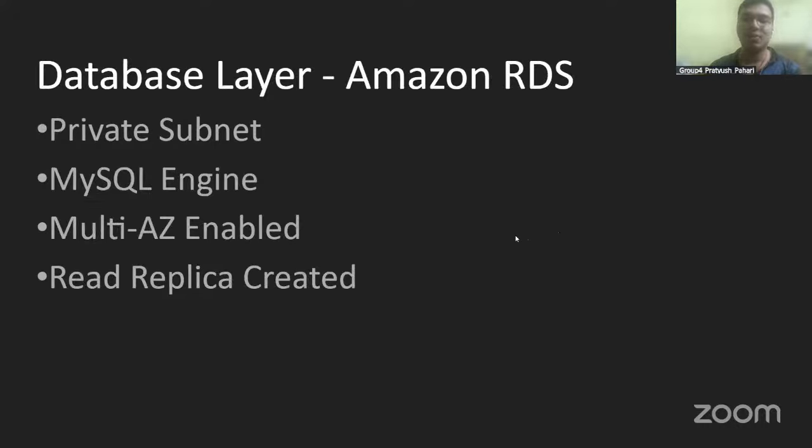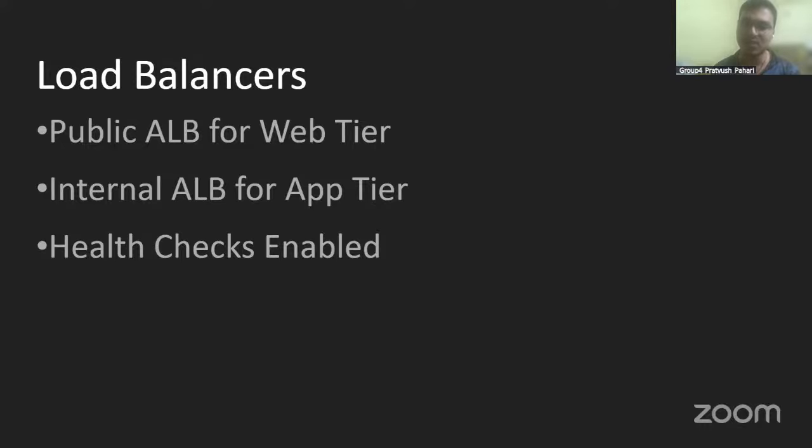And at last, I will need to configure the database instance. We have to create one RDS instance. We have to make it multi-AZ so that even if the database goes down, our app stays highly available. We'll create one internal load balancer for the app tier, and we need to make sure the health checks are enabled there. And after that, we will also configure the auto scaling groups.